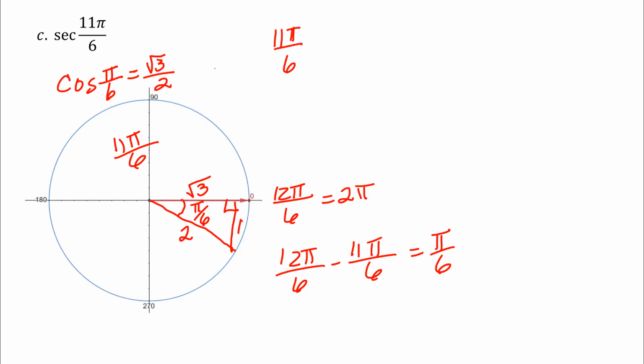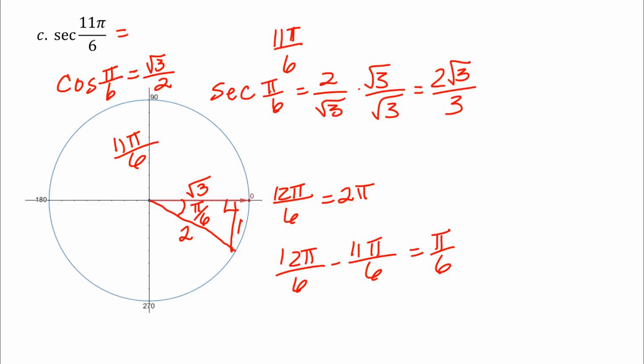And so the secant of pi over 6 is the reciprocal of that, 2 over the square root of 3, which, if you rationalize it, is 2 square root of 3 over 3. What's the sign on secant in the fourth quadrant? The cosine in quadrant 4 is positive, and therefore the answer is going to be positive 2 square root of 3 over 3 for the secant.